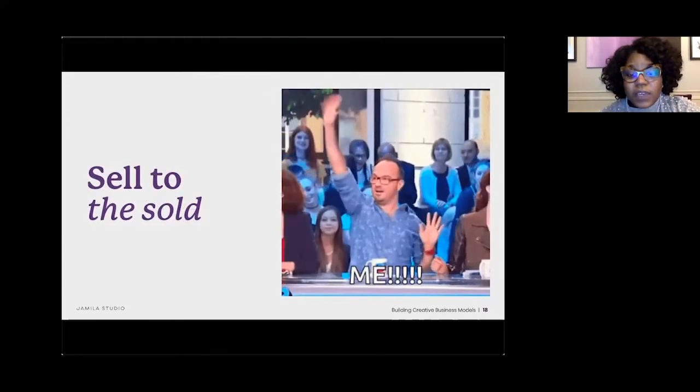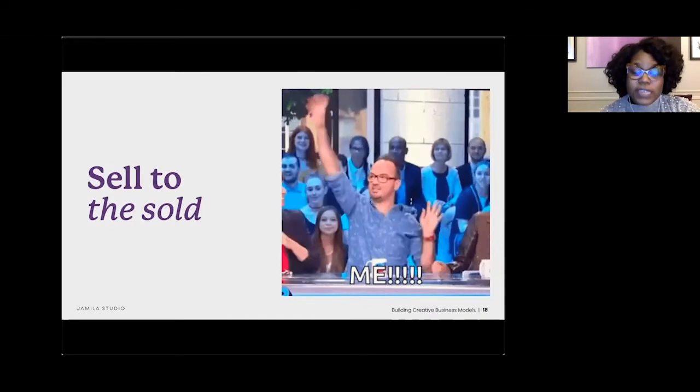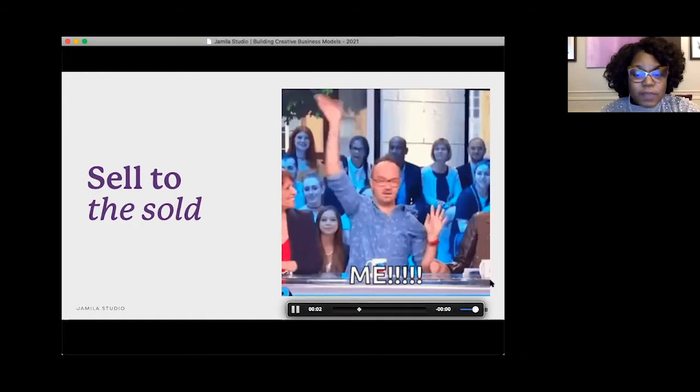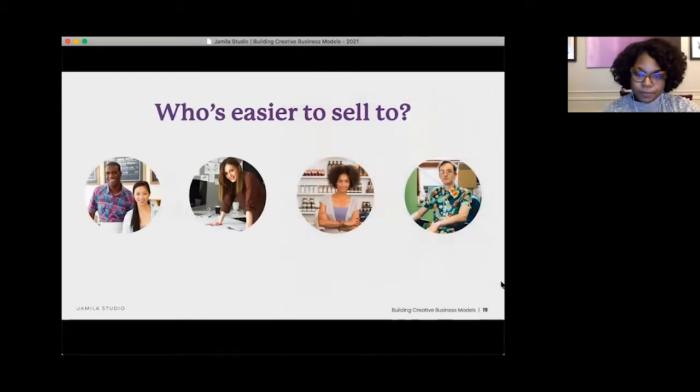And specifically, when we talk about things being valuable, we want to make sure that we are selling to the people who are already sold. When you sell to everybody, you sell to no one. So make sure that when you're thinking of value, you have a specific person in mind. You want to sell to people who need what you're selling.